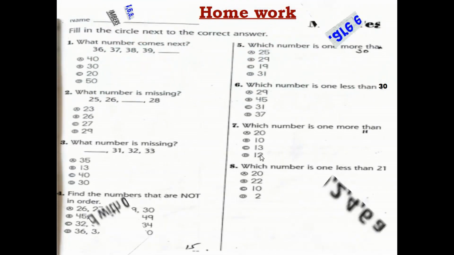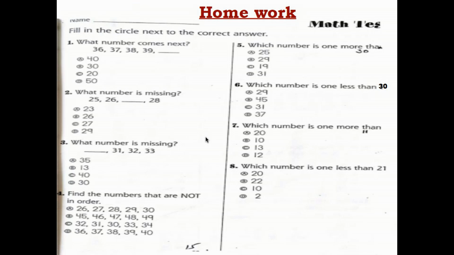Now let's start. Before today's class, let's do the homework which I gave you last time on page 15. The first question says 36, 37, 38, 39. Next it will be 14. So the answer is 14. Number 2, what number is missing? 25, 26, 27. What number is missing again here? 13. Find the numbers that are not in order among these numbers.